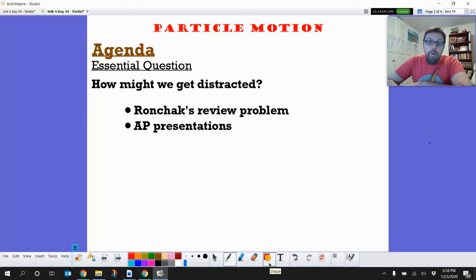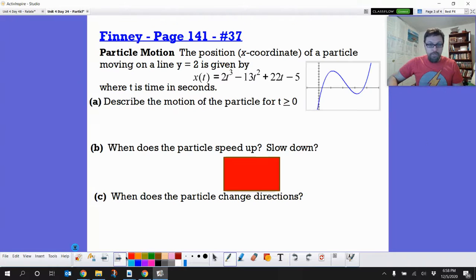Okay, so I wanted to give a quick little review problem because this has been a longer unit compared to our previous couple units. So I thought it would be a good idea to go back and review some of the derivative stuff that we were talking about earlier in the unit. Just to help out a little bit. Mostly, the lesson that we're coming up on is about your AP presentations.